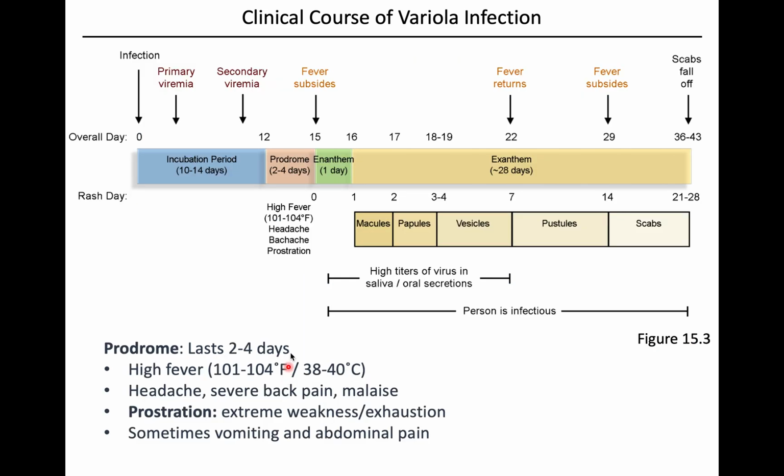All right, let's go through the clinical course here. Of course, you start with your incubation period, which could be anywhere from 10 days to 2 weeks. You'll get two viremias, a primary and a secondary, during that incubation period. And then that's going to be followed by the prodromal period, which will last 2 to 4 days, where you get those non-specific symptoms again, like you always see in the prodromal.